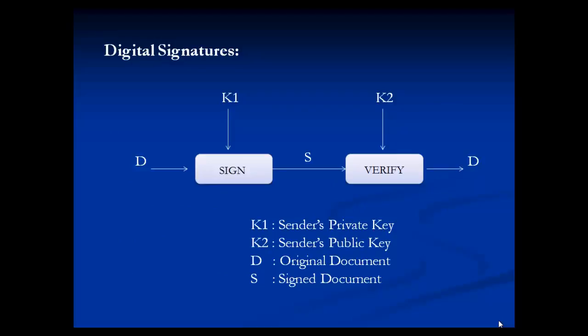This is a pictorial representation of digital signature, where we have an original document, and the sender is signing it with the sender's private key, and he is sending the signed document. After that, the receiver will receive it and try to decrypt it using the sender's public key. This is how digital signature works.